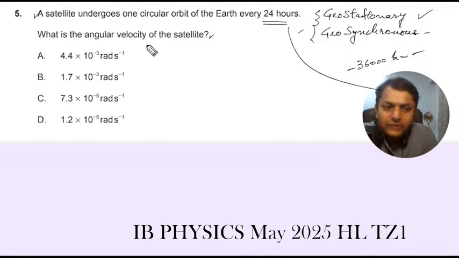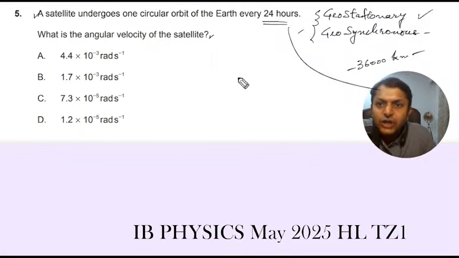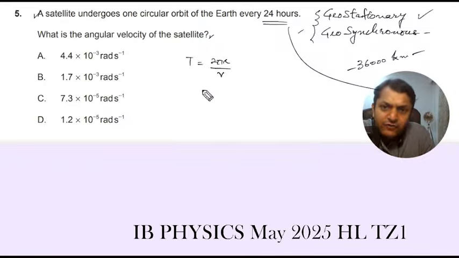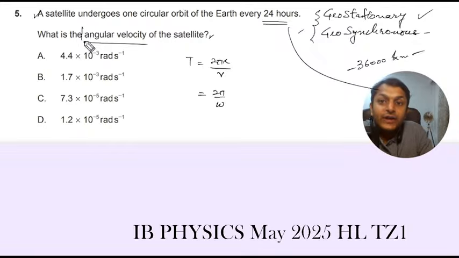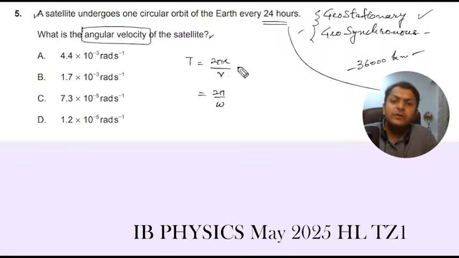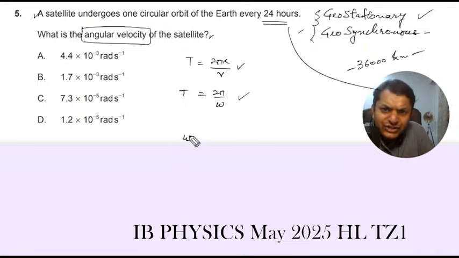What is the angular velocity of one such satellite? The time period is given. So I would say the time period will be 2 pi r divided by v, or 2 pi divided by omega, because you are supposed to find the angular velocity. We will not even be talking about the tangential velocity, which clearly makes our calculations more cumbersome. So the question is made intentionally easier by IB examiners, I would say. So T is equal to 2 pi by omega, and by just doing one arithmetic operation, you get the answer.